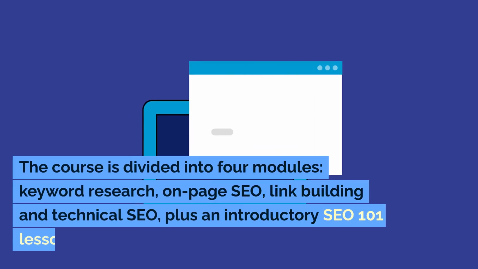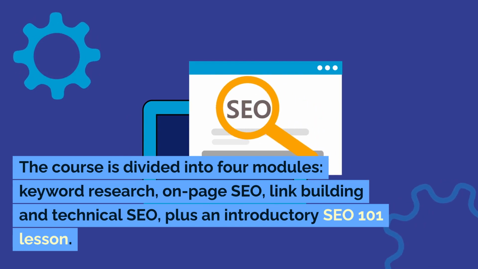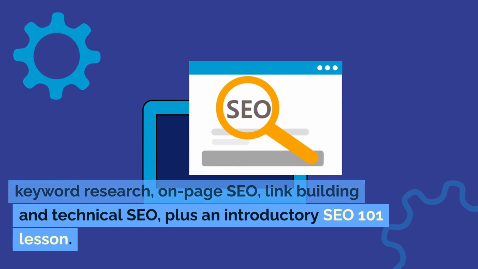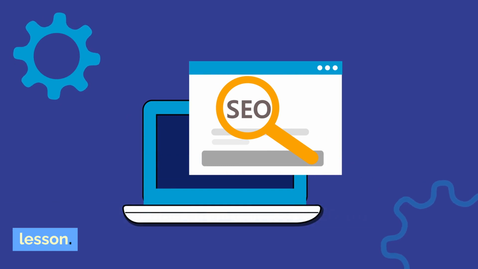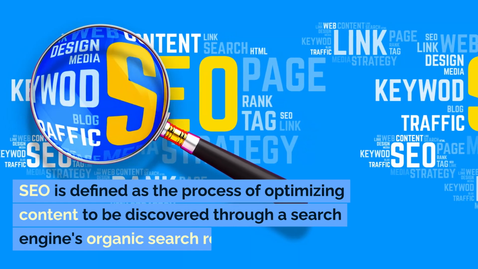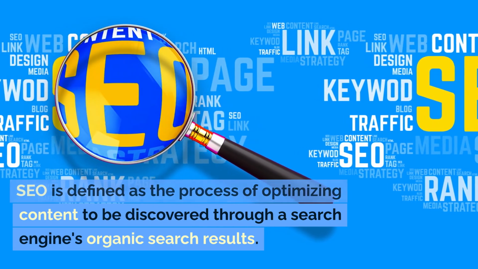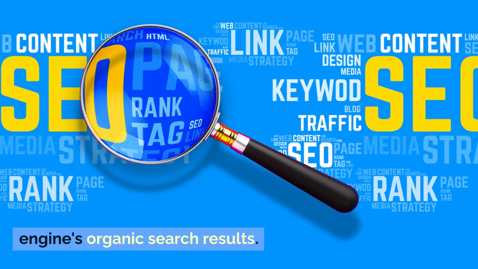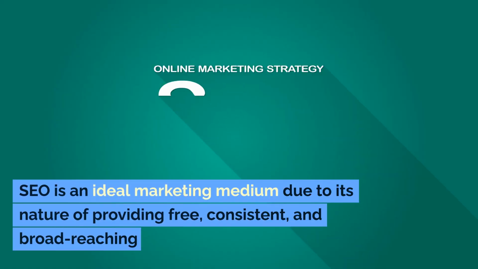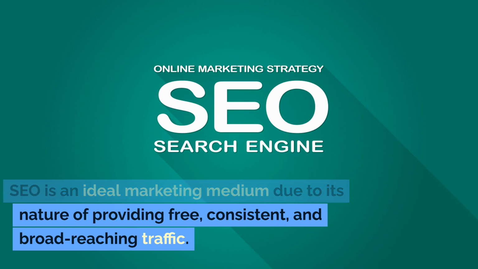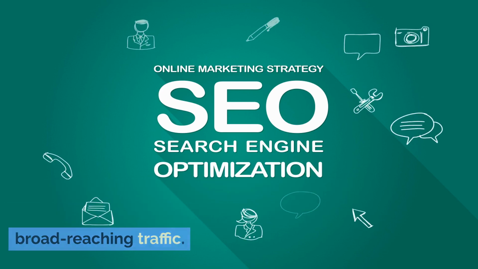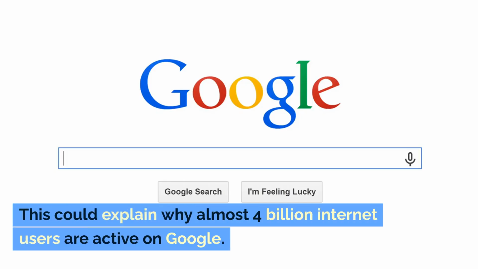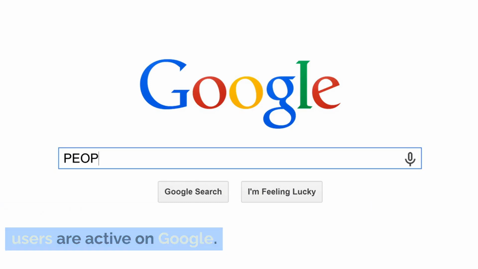The course is divided into 4 modules: keyword research, on-page SEO, link building, and technical SEO, plus an introductory SEO 101 lesson. SEO is defined as the process of optimizing content to be discovered through a search engine's organic search results. SEO is an ideal marketing medium due to its nature of providing free, consistent, and broad-reaching traffic. This could explain why almost 4 billion internet users are active on Google.